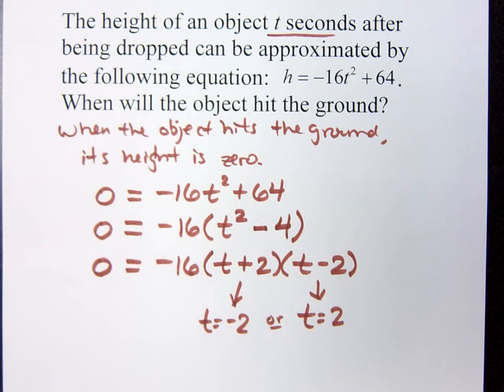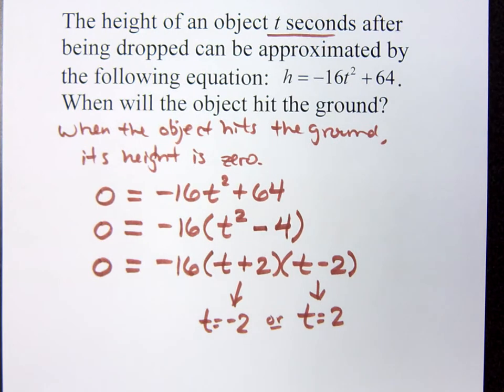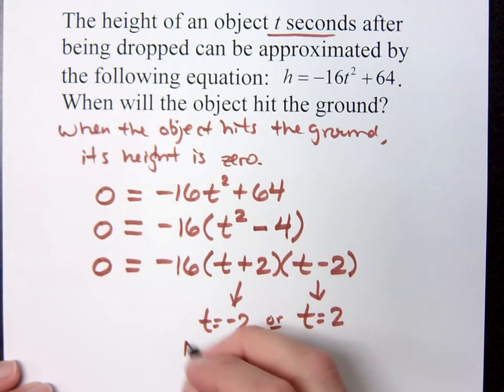So when will the object hit the ground? What would you say? 2. What about this guy? He's under the ground. T equals negative 2, so could you say the object hits the ground in negative 2 seconds? No, it doesn't make any sense, right? You're not going to be holding an object and say, you know what? 2 seconds ago, this puppy hit the ground. That doesn't make any sense. So we're not going to have negative time.